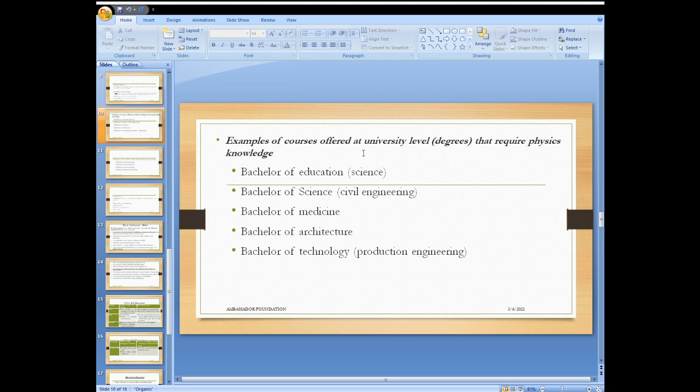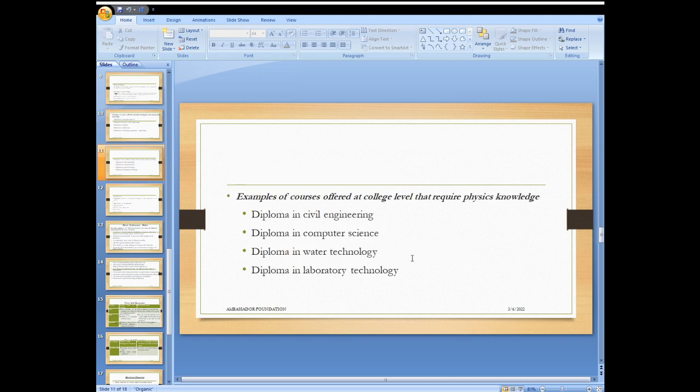Examples of courses offered at university level or degrees that require physics knowledge: we have Bachelor of Education Science, for example, teaching physics, Bachelor of Science, Civil Engineering, Bachelor of Medicine, Bachelor of Architecture, Bachelor of Technology, which can be termed as Production Engineering. Then examples of courses offered at a college level that require physics knowledge: Diploma in Civil Engineering, Diploma in Computer Science, Diploma in Water Technology, Diploma in Laboratory Technology.